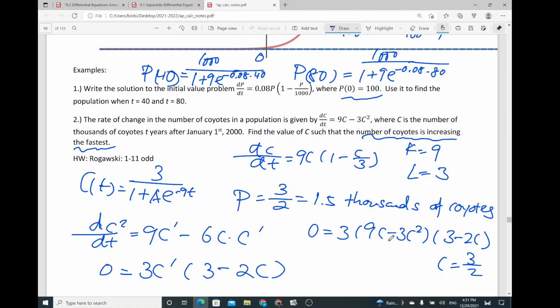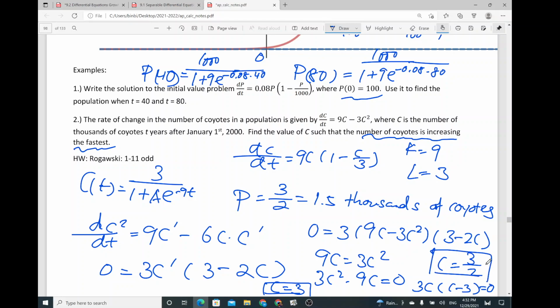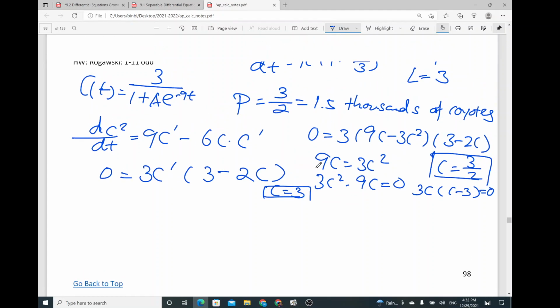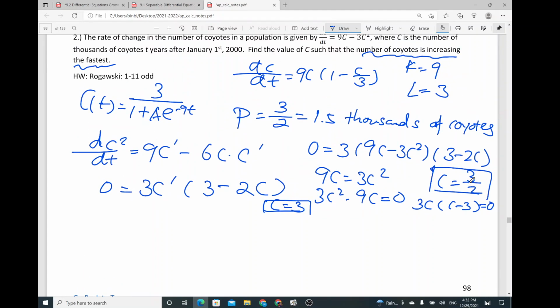The other one we can set equal to 0. So 9C equals 3C squared, so 3C squared minus 9C equals 0. Take out the greatest common factor, so we have 3C times C minus 3. So C could be 0 or C could be 3. I would say the number of coyotes at the fastest rate increasing would be considered 3 halves. According to the formula, it's L over 2, which is the point at which the population is growing the fastest. So it could be either 3 halves, 1.5, or 3.